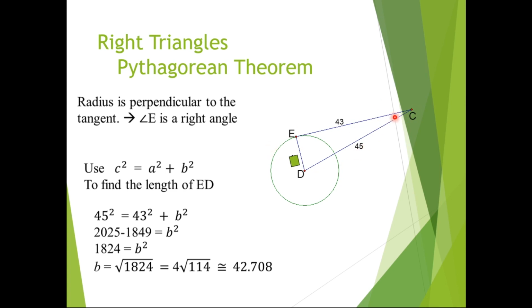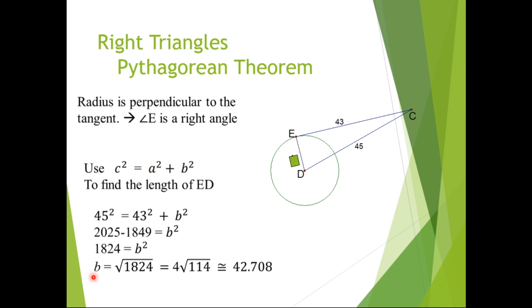Therefore, this figure forms what we call a right triangle. This is triangle CED. Again, angle E is a right angle. We are going to find the length of ED, or the length of DE. How are we going to find the length of ED? We're going to use the Pythagorean theorem. The Pythagorean theorem formula is c squared equals a squared plus b squared.